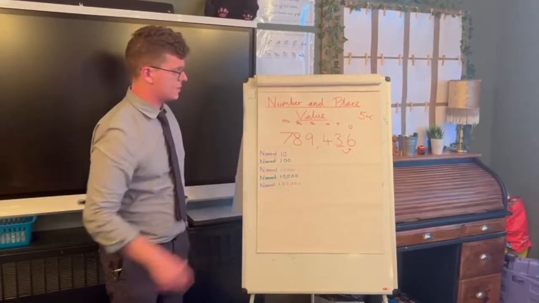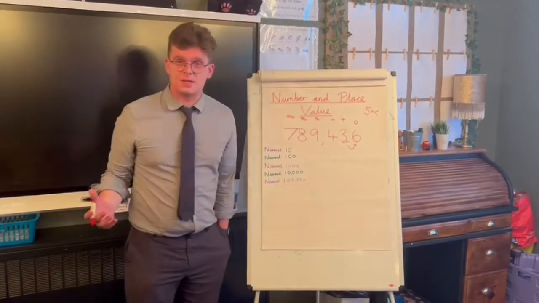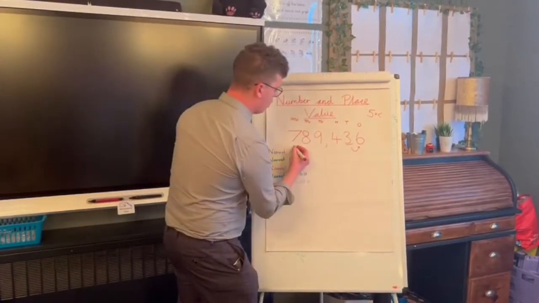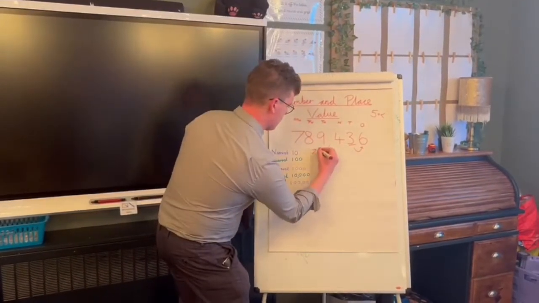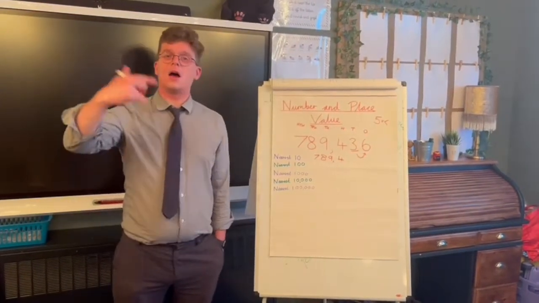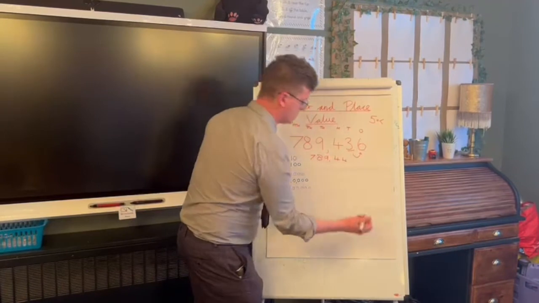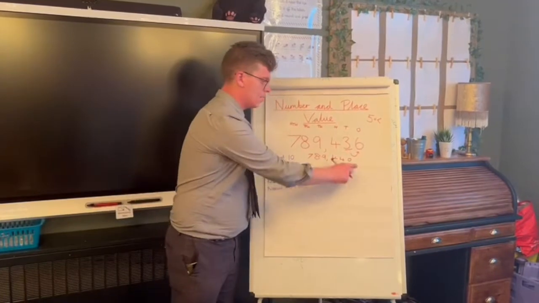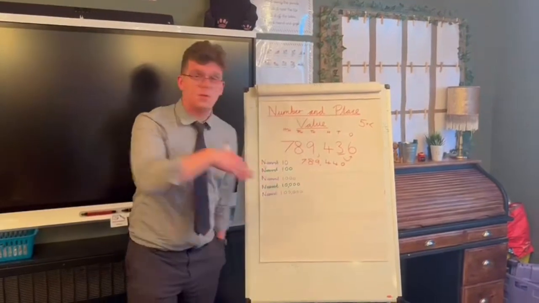So, to round to the nearest 10, we look to the tens column and look to the digit on the right. It's a 6, that is greater than 5, therefore we round up. So, all of the digits to the left of the tens column will stay the same. 7, 8, 9, 4. But the tens rounds up by 1, so that 3 becomes a 4. And then our ones becomes 0. As we have rounded to the nearest 10, a multiple of 10 will always have a 0 in the ones column.